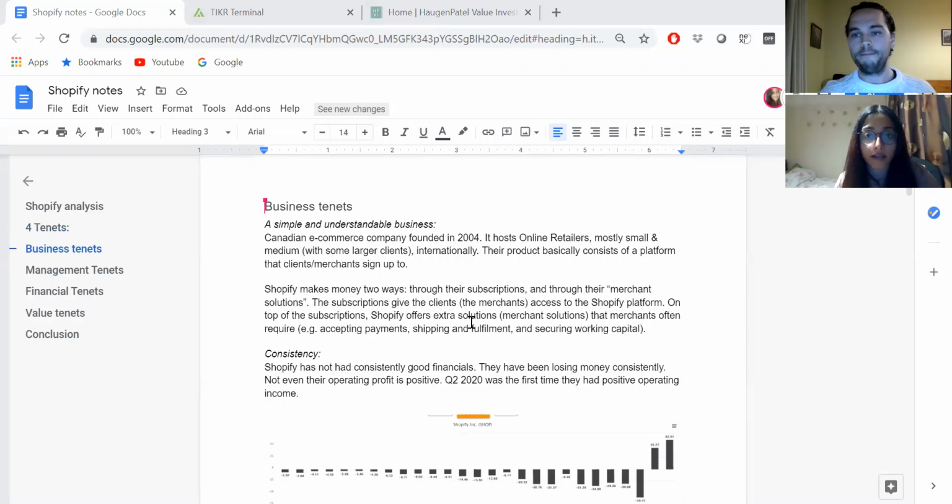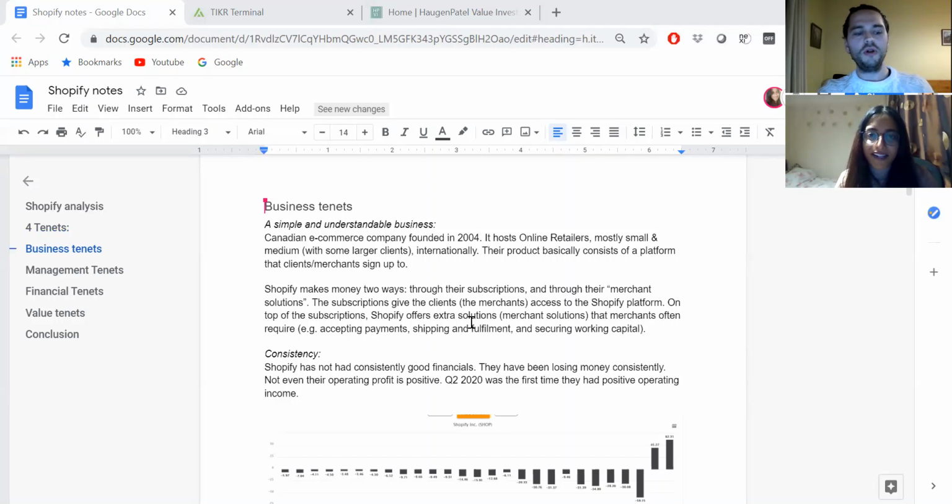Their customers are clients and merchants. So anyone who has a product or a service or some sort of offering that they want to sell would be Shopify's clients. They make their money in two ways. One is through their subscriptions, and the second would be through their merchant solutions. So this would be the online payments.